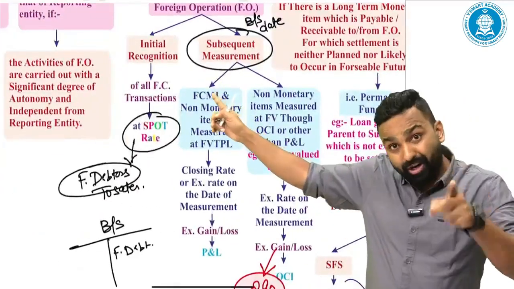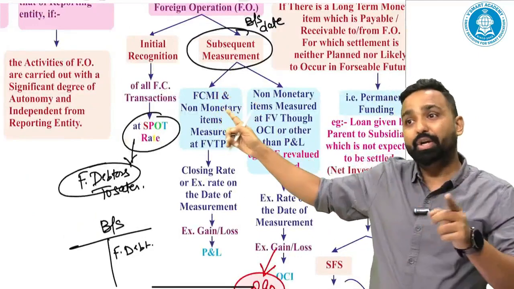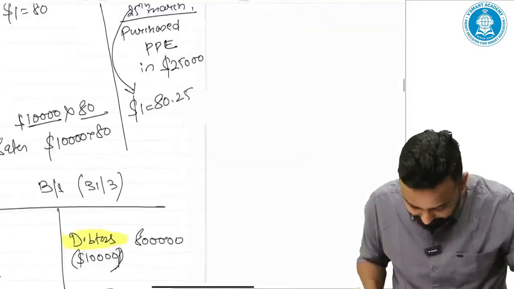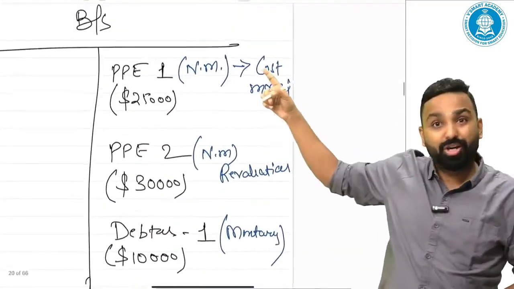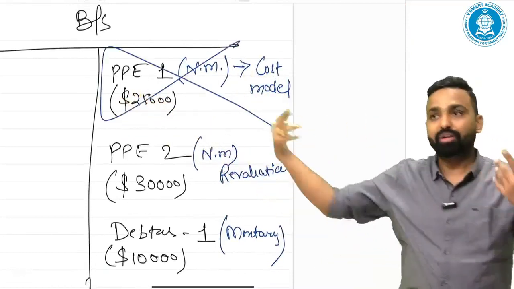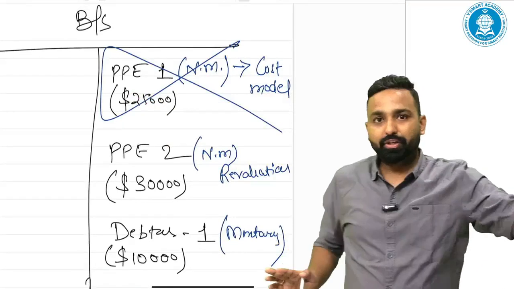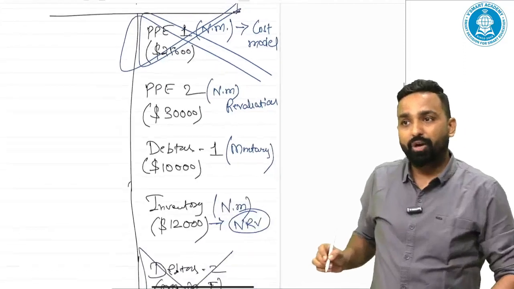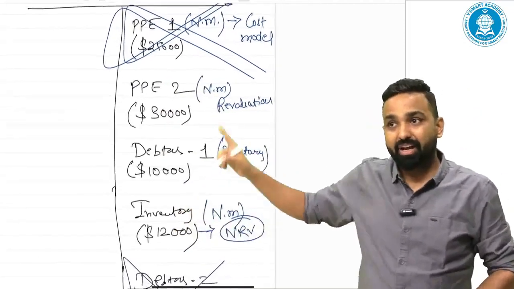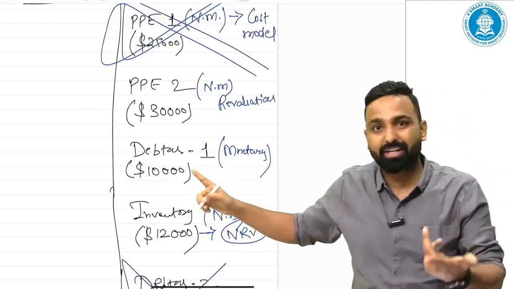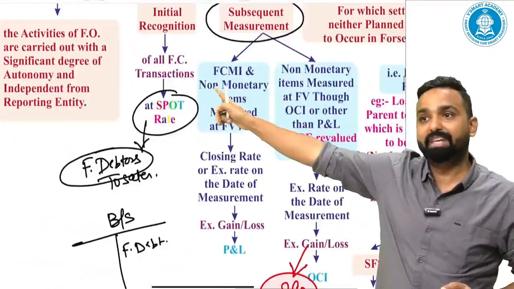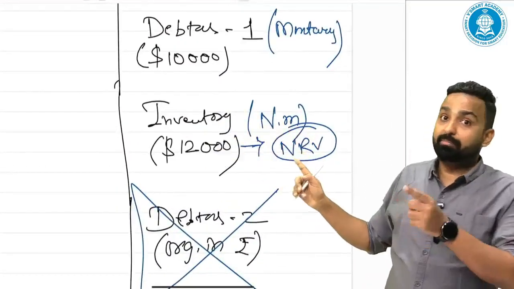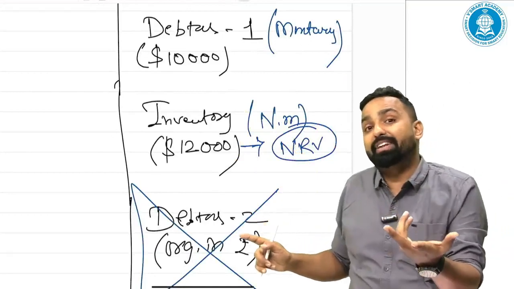The first category was foreign currency monetary items, matlab debtors, and non-monetary items which are measured at FVTPL. Now, PPE which is measured at cost model, even though it has foreign currency balance, leave it, ignore it. Those non-monetary items which you measure at cost only, ignore them. Now what remains? Debtors, PPE2, and inventory. Debtors are definitely monetary items, so they come under this category, FCMI. Inventory is a non-monetary item measured at NRV. By measuring it at NRV, the loss will definitely be reflected in P&L.